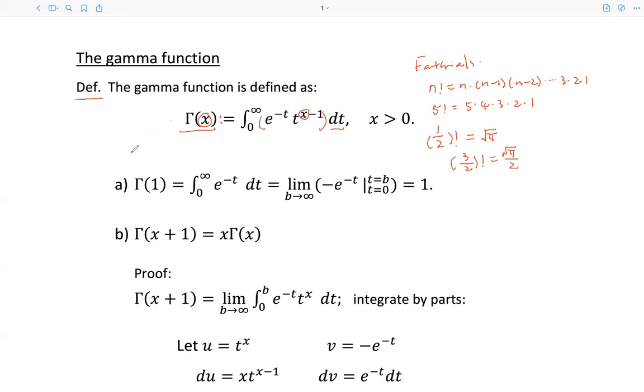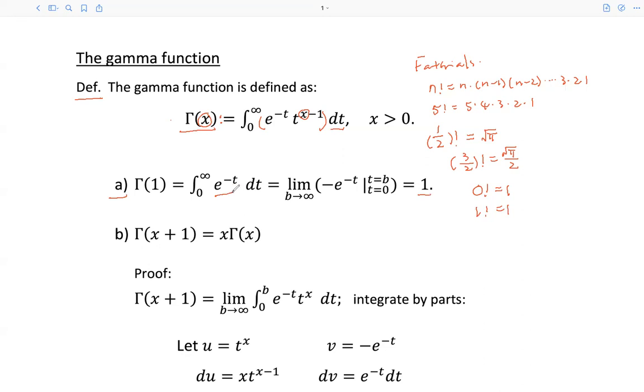So from the definition, we can show gamma 1 equals 1. Now, this is the same as 0 factorial equals 1, and 1 factorial equals 1. So x equals 1, we just put it into the definition. So 1 minus 1 is 0, t raised to 0 is just 1, so the integrand is left with e to the negative t.